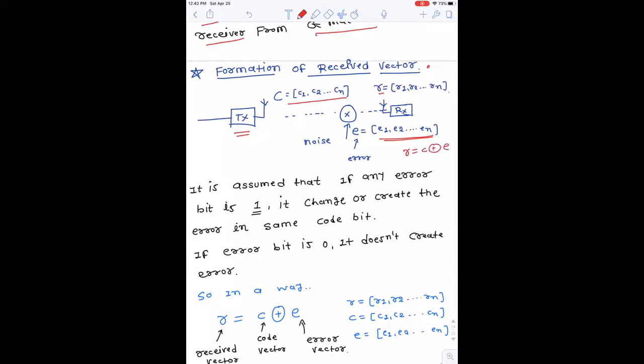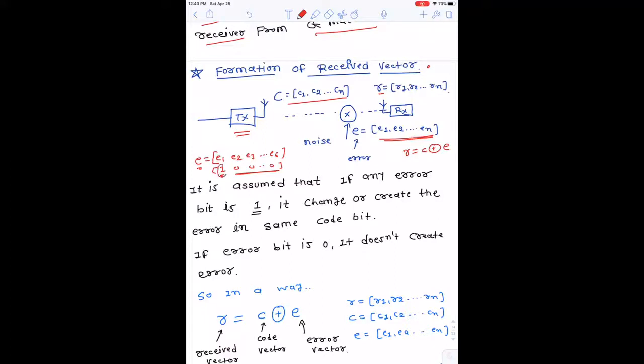XORed with E. So which bit is going to change? That depends on this factor. If my error vector E is defined as E1, E2, E3 up to E6, there are 6 elements because the code vector has 6 elements. If a particular bit of the error vector is 1 and all other bits are 0, then those bits which are 0 are not producing an error. But if the first bit of the error vector is 1, it changes the first bit of the code vector.